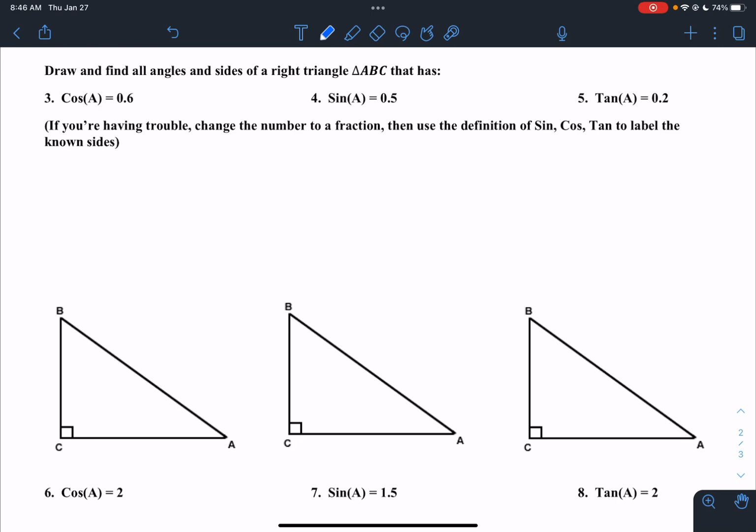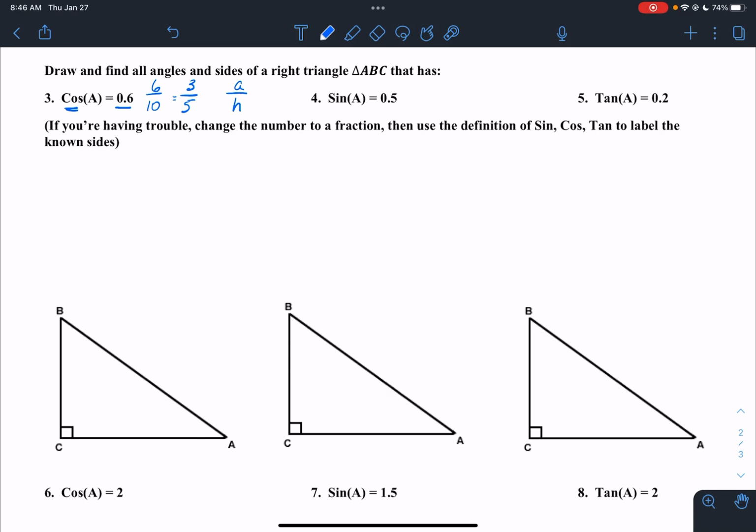So the way that this works is, if I know that the cosine of angle A is 0.6, again, that's 6/10 as a fraction. And so I want to use 6/10 as my fraction, which I could also reduce down to 3/5. And remembering the definition of cosine, cosine means adjacent over hypotenuse.